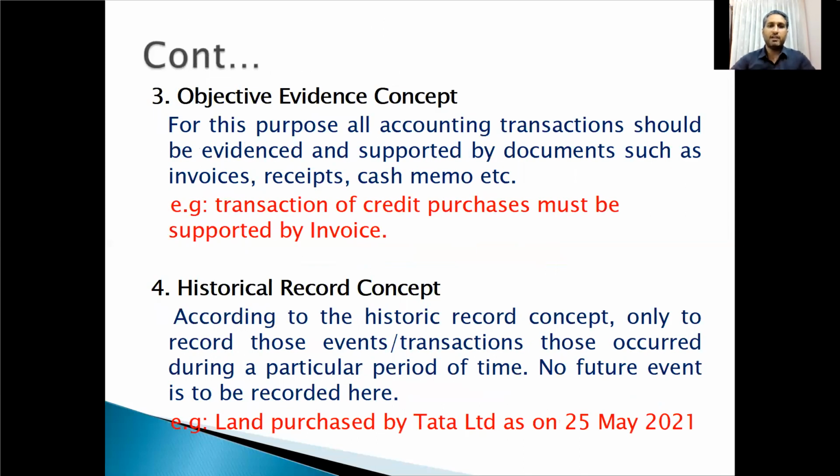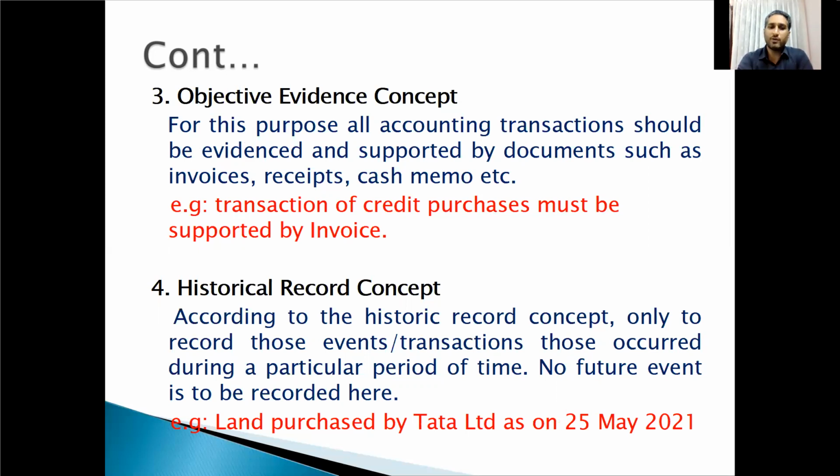Next one is the objective evidence concept. What it says is that all accounting transactions should be evidenced and supported by documents. As mentioned in the accounting cycle, each and every business transaction must be supported by the source document, followed by the vouchers, and then there is the day book. The examples are invoices, receipts, cash memos, etc. For example, a transaction of credit purchase must be supported by an invoice, and a transaction of cash purchase must be supported by a cash memo.